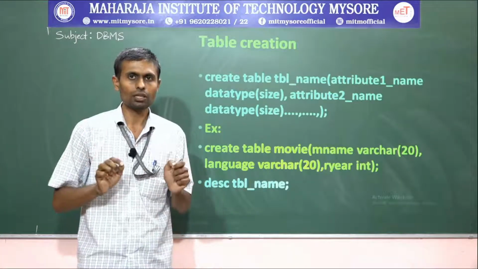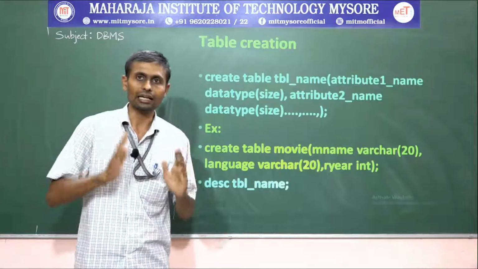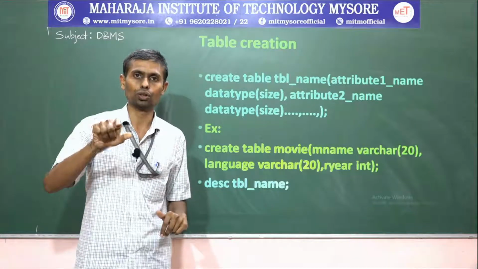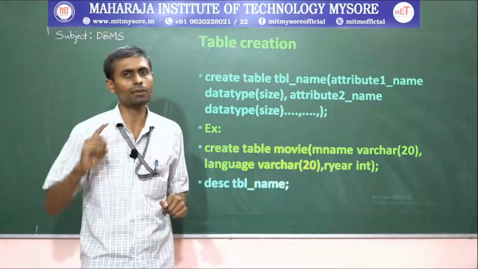That means suppose if I inserted a movie name with only 3 characters, then also it dedicatedly gives 20 character space for that field to store that ABC. Most of the time that becomes costly for us. Then what's the best thing?